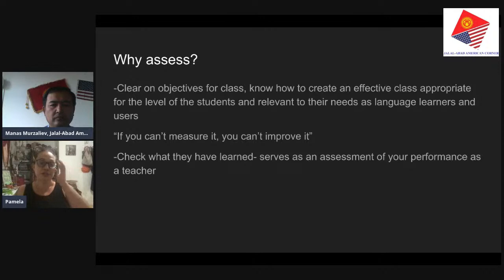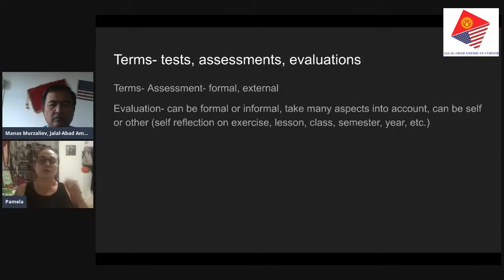And then also to check what they have learned. So this can serve as an assessment of your performance as a teacher. So it can be in the middle of the class or at the end of the class. So basically two reasons: to find out how to meet their needs, and then to find out how you're doing in order to meet their needs. So what do these different terms mean?